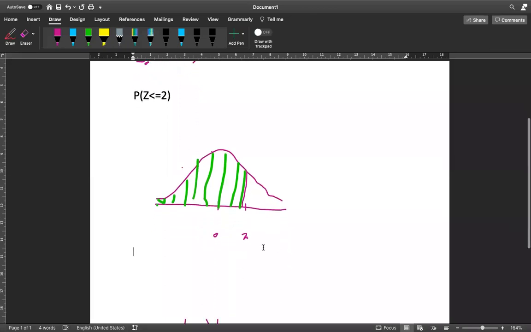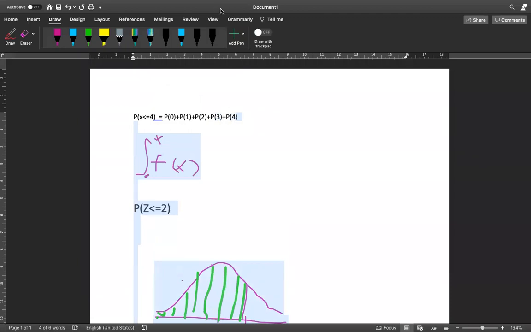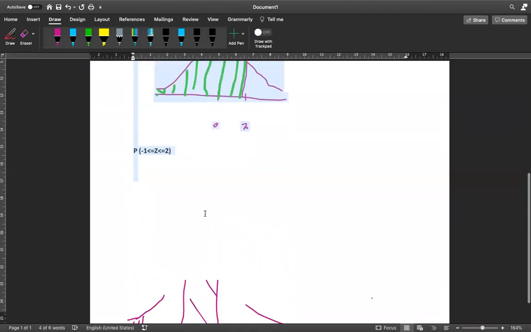Let's take another volunteer to help us with what we are supposed to do. Let's calculate another one. Let's say that we want to calculate the probability that z is between -1 and 2, that is, -1 less than or equal to z less than or equal to 2. How do we indicate this in the curve? Any volunteer to help us if your hand is up? Okay, Albert, very good.